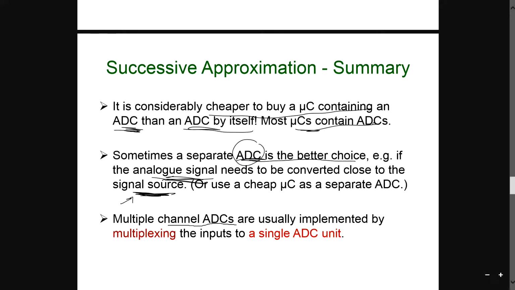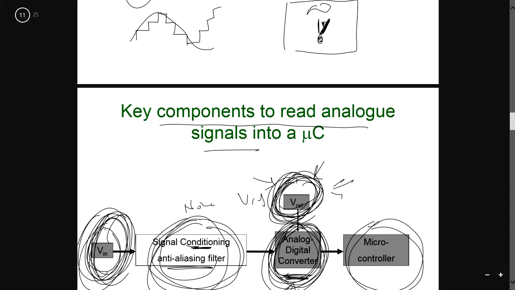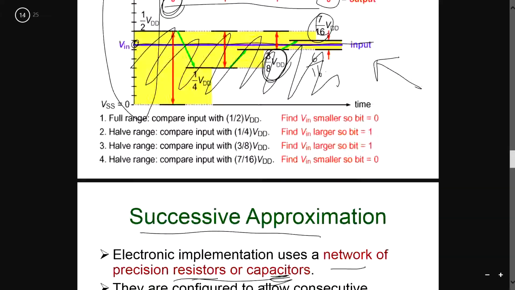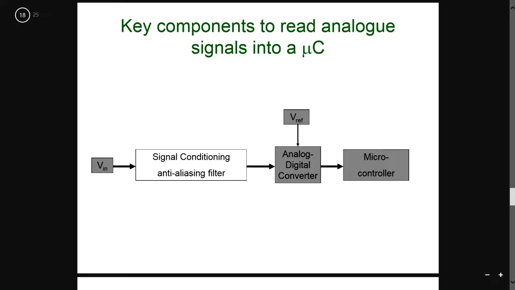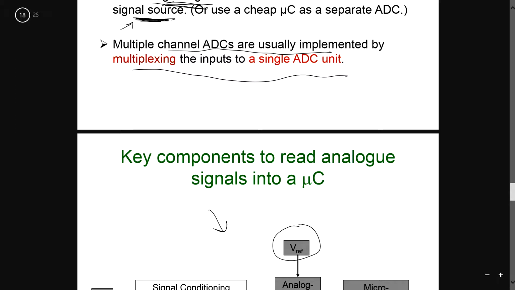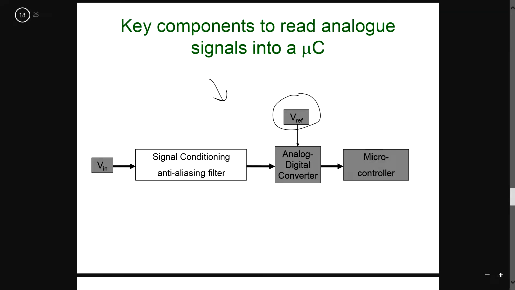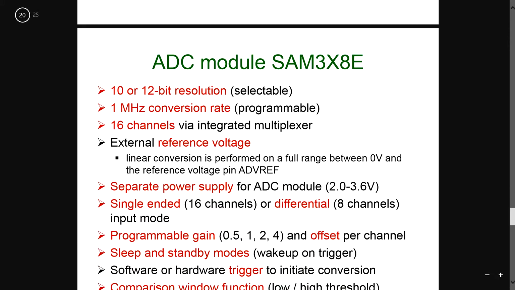Multiple channel ADCs are usually implemented by multiplexing the input to a single ADC unit. So instead of having one V reference, you may also have multiple V references, tapping into the analog to digital converter. It is the same thing that we said just now, nothing changed. But nonetheless, you may have a multi-value V reference, a series of V references. This is the general stuff.